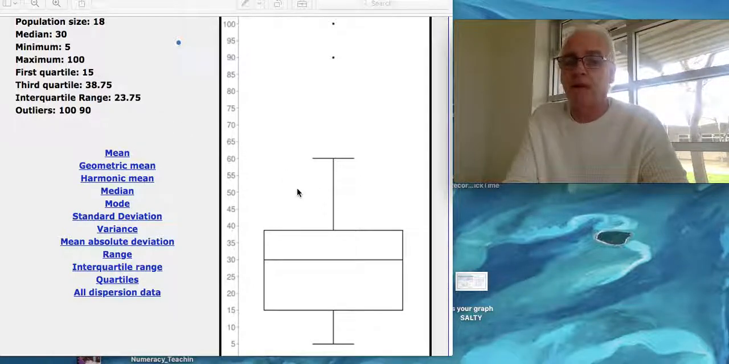Often our NAPLAN data comes out in this form, and teachers like this data because it's concise, it tells a story. Here it's telling us that there's a lot of issues still with fractions and decimals.